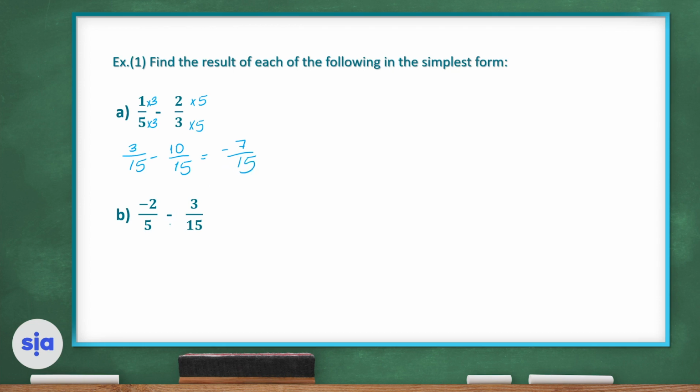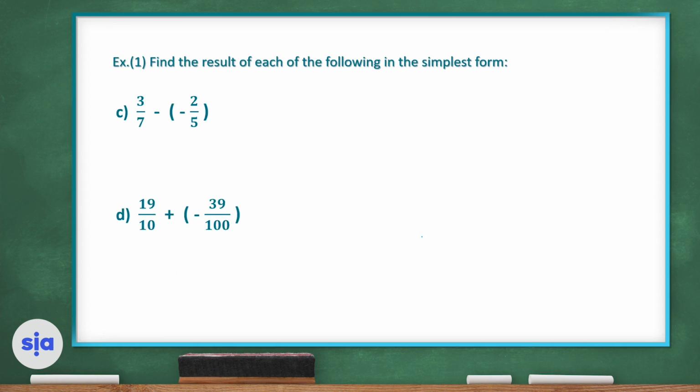In example B, what is the LCM of both denominators? I can easily reach the 15 by multiplying here up and down by 3. So it's minus 6 over 15 minus 3 over 15, so it's negative 9 over 15. As long as the question is asking me to get it in the simplest form, we'll divide up and down by 3. So the final answer will be negative 3 over 5.